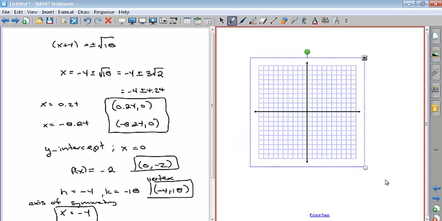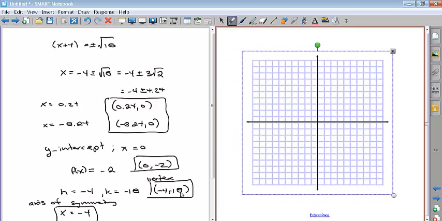And I'm going to change the scale because I need to go from negative 20 to positive 20. So this will be negative 20 x, this will be positive 20, this will be positive 20 y, and that'll be negative 20. So each grid mark is 2 units. So let's go ahead and plot these.